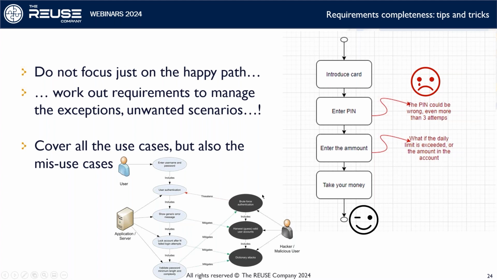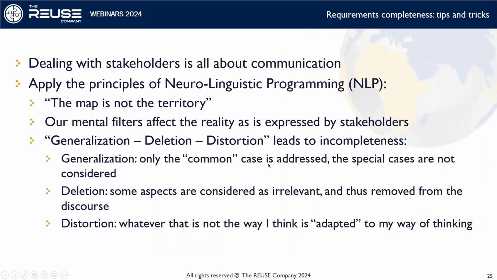We should think about unwanted stakeholders as well, not just the ones that we think will be having an interest in the system, but also those who will misuse the system, and how to mitigate the risks that result from that.